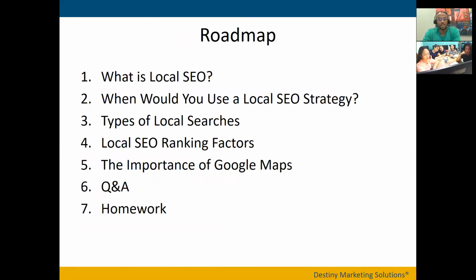So the roadmap for today's session, we're going to go over some of the basics, talking more about what is local SEO, when you would use local SEO for your strategy, the different types of local searches that you would optimize your website for, local SEO ranking factors. We're going to go over Google Maps, which is a very important component of local SEO. And then, of course, at the end, we're going to have some time for Q&A, and we'll go over the homework. But of course, as always, if you have any questions on a slide or a bullet point, feel free to interrupt and we'll address it there.